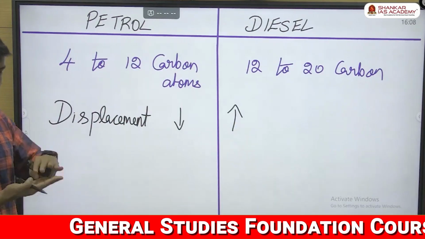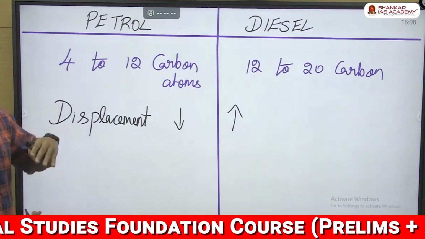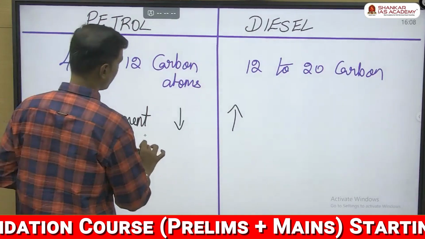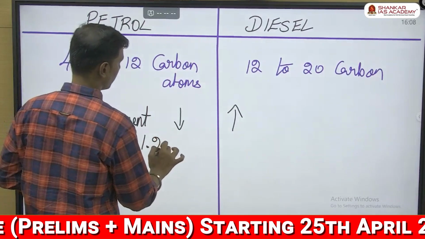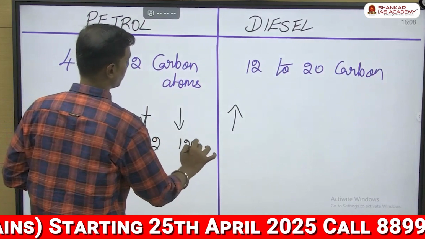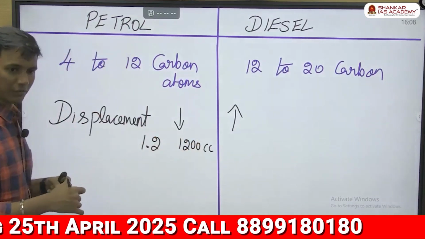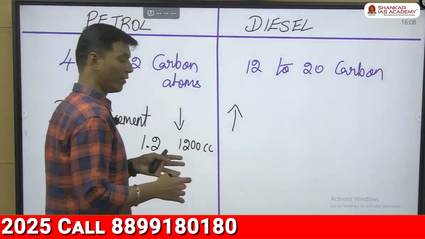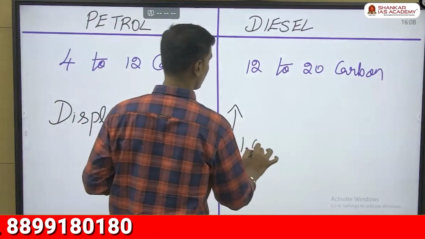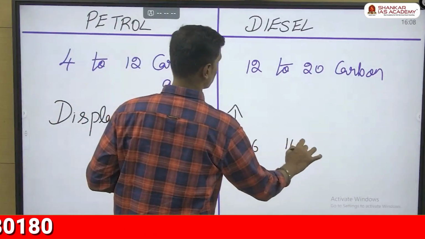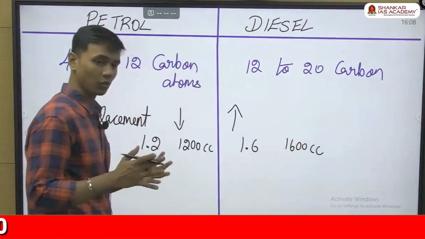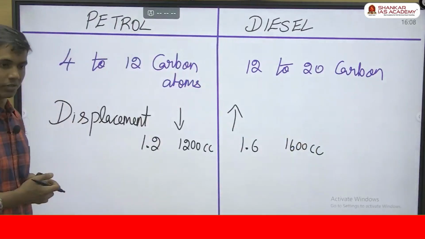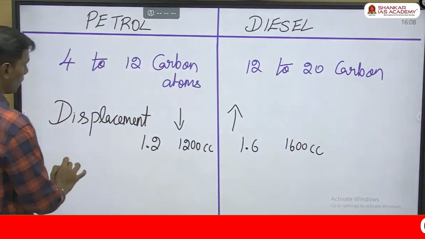Displacement is the space available inside the engine. When we say 1.2 liter engine, it basically means 1200 cubic centimeter. That is the capacity of the engine. But mostly for the same vehicle, if it is a diesel variant, it will be like a 1.6 liter engine or 1600 cc engine. So cc is the cubic centimeter, the space available inside the engine. Clear? Next, we talk about torque.